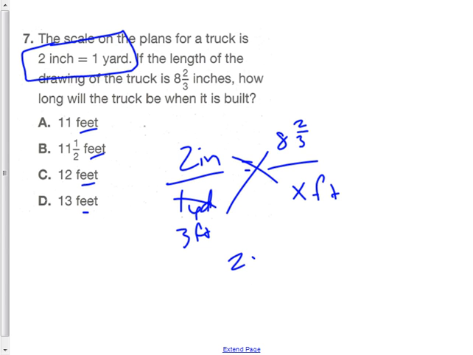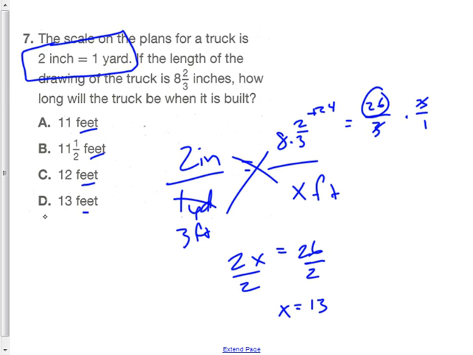So I'm going to get 2x is equal to, now I need to change this to an improper fraction, so 8 times 3 is 24, and then I'm going to get 26 thirds. And when I multiply 3 times 26 thirds, the 3's are going to cancel, and I'm going to be left with the 26. Okay, because if I go ahead and multiply that by 3 over 1, the 3's here are going to cancel out, and I'm left with the 26. Now let's divide both by 2, and so x is 13 feet, or choice D.